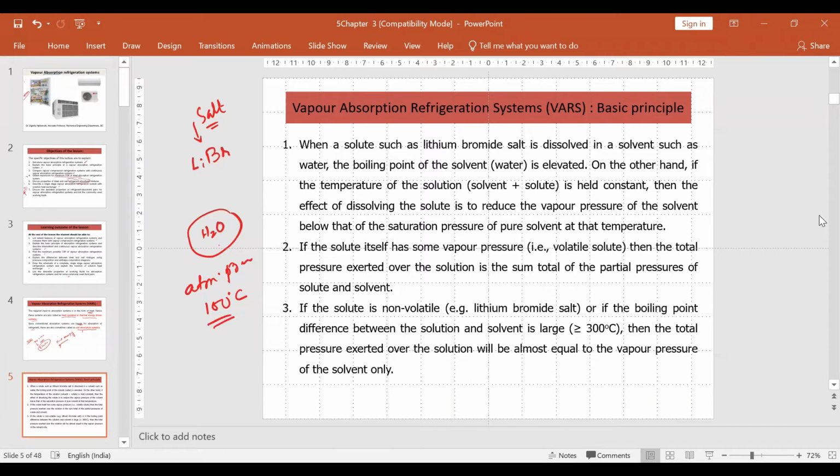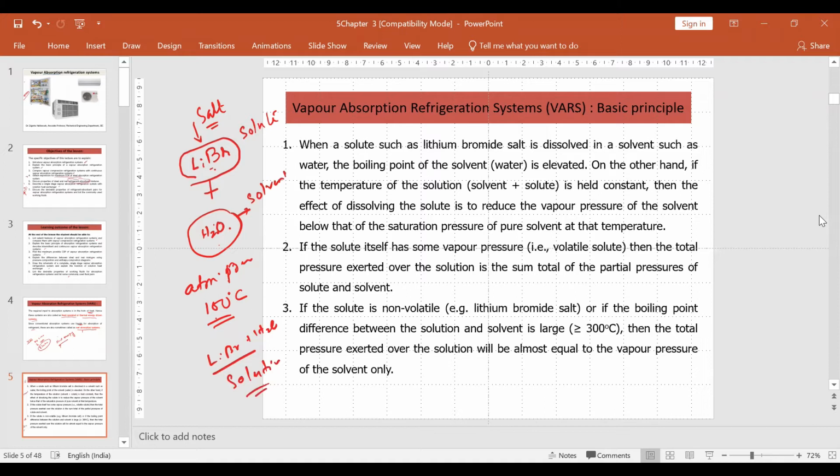Now, if we mix the lithium bromide salt into water, so water is the solvent, and lithium bromide is the solute. If we add lithium bromide to water, then it becomes a lithium bromide water solution. This is now a solution.